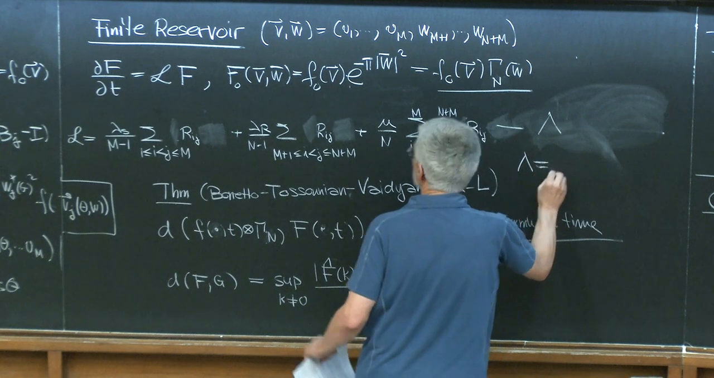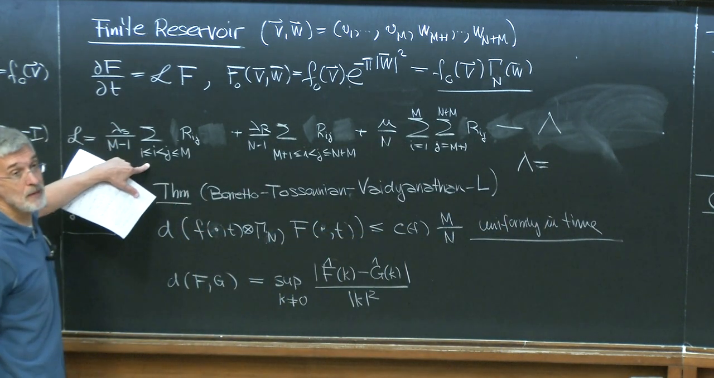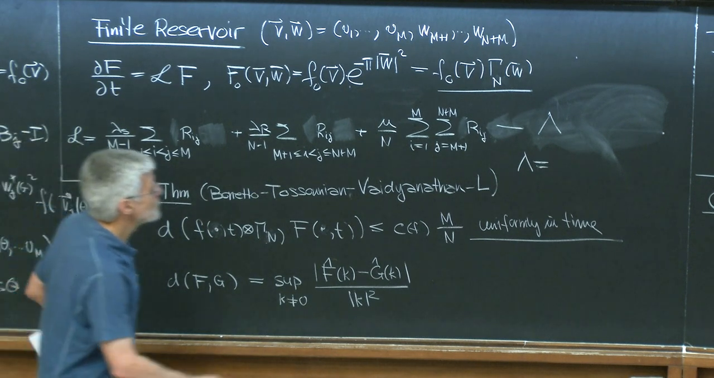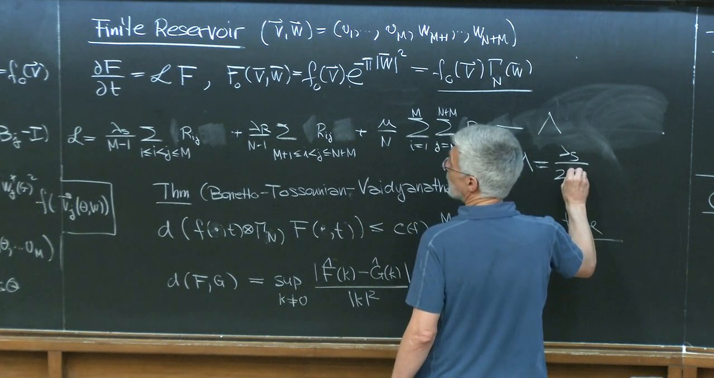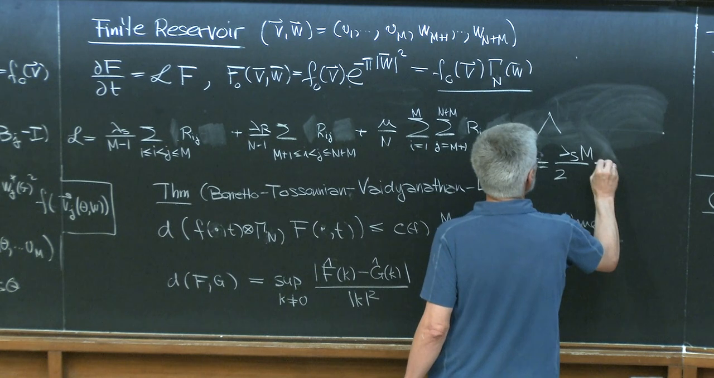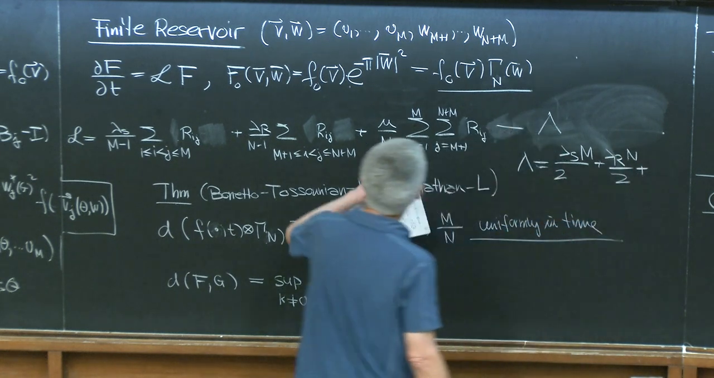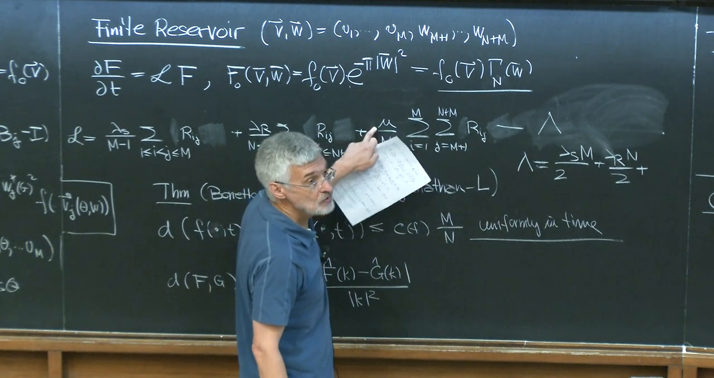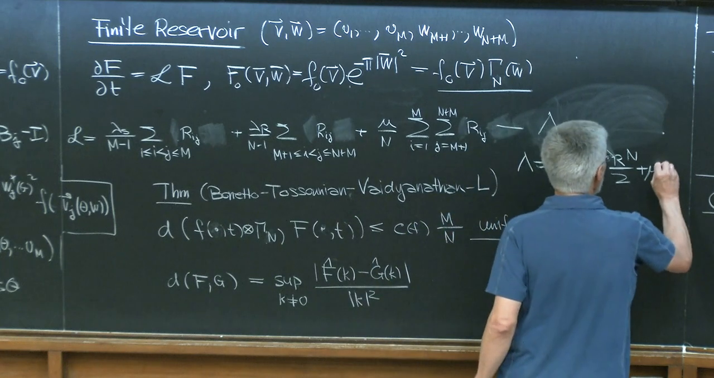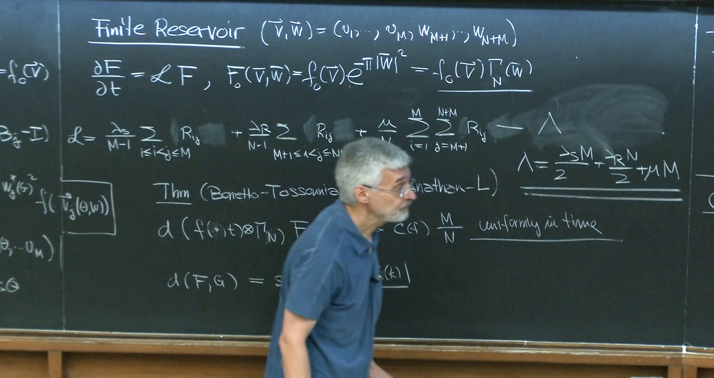And what is this lambda? Well, lambda s divided by m minus 1. How many terms do you have in here? m choose 2, right? So that's just lambda s times m over 2, plus lambda r times n over 2, plus, and how many terms do you have? Well, here you have n, which kills this. So you have mu times n. So this is my lambda, right?